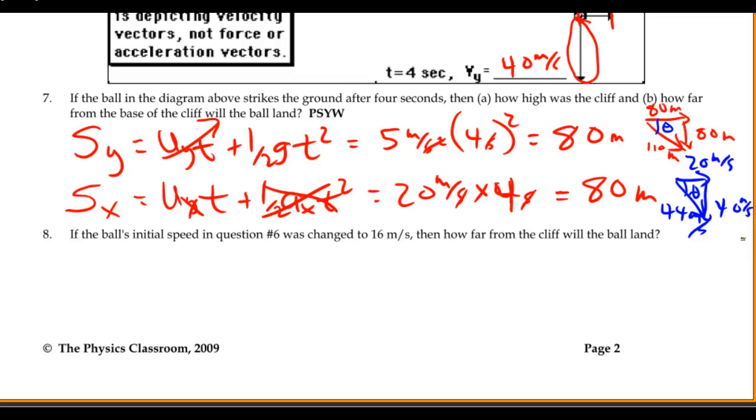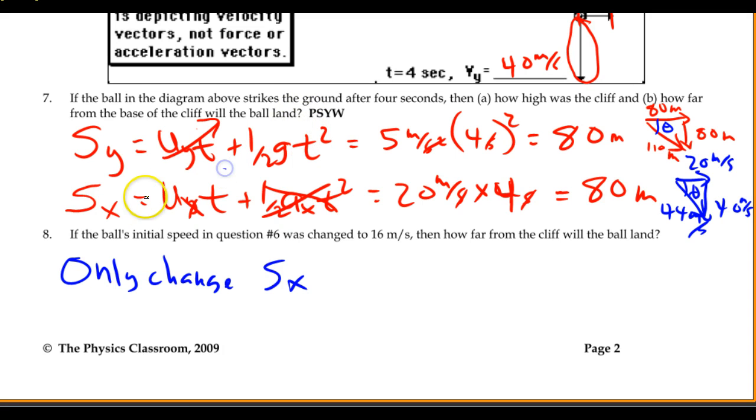Okay, if we change the initial speed in question number 6 to 16, the only change would be how far the object went in the x direction. It would still take 4 seconds to fall. The fall time is based not on where it lands, but on how high it's projected from. Therefore, that will determine the time that it takes to hit the ground.